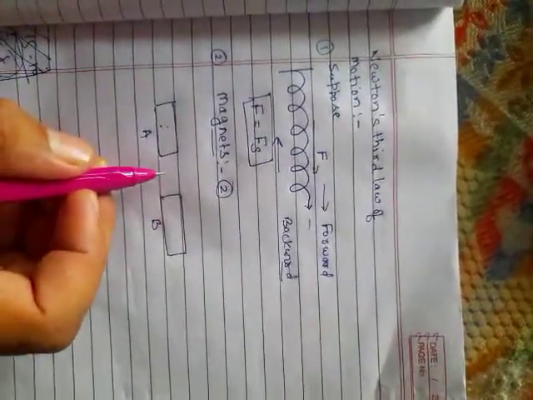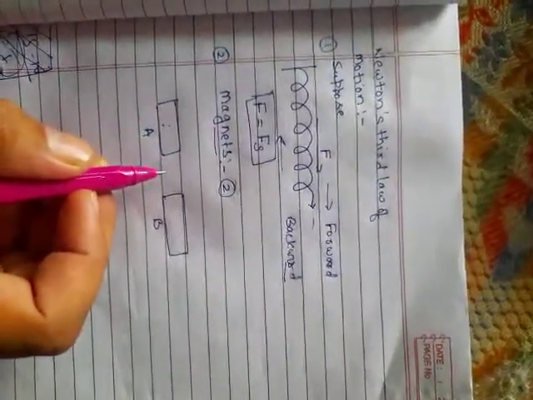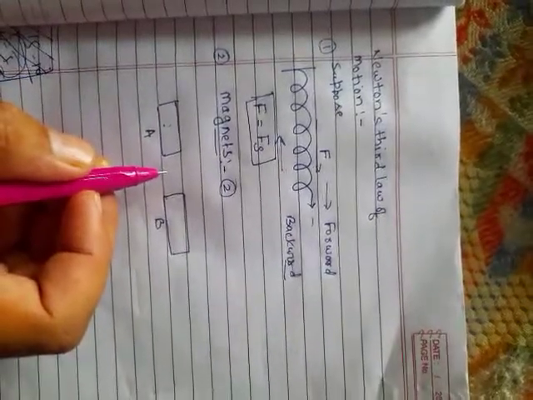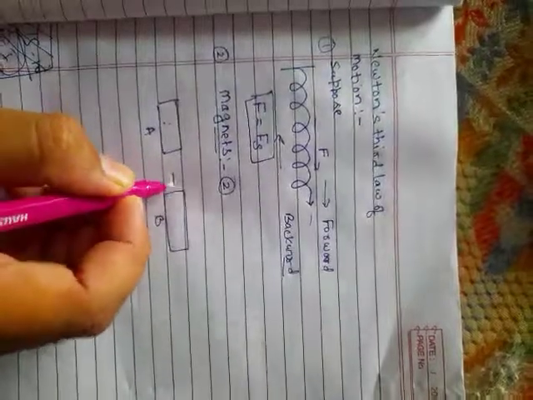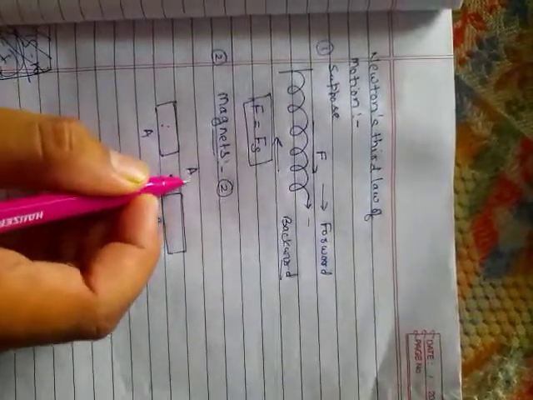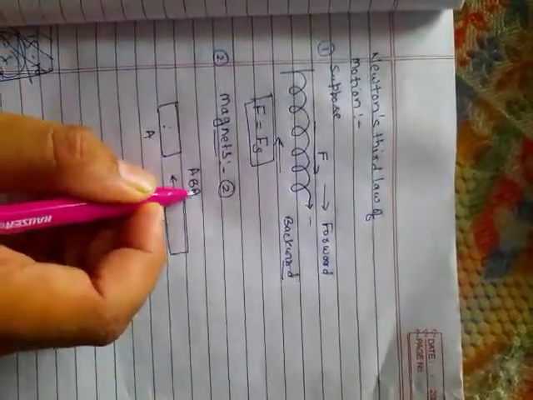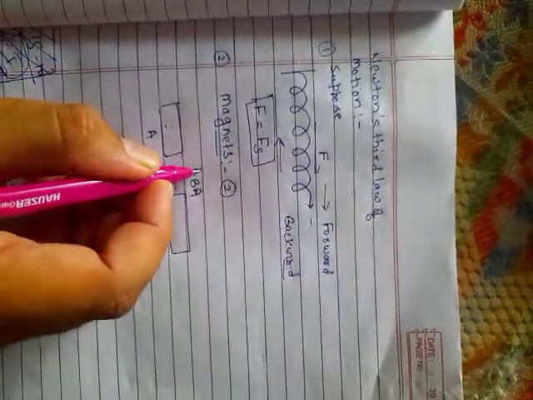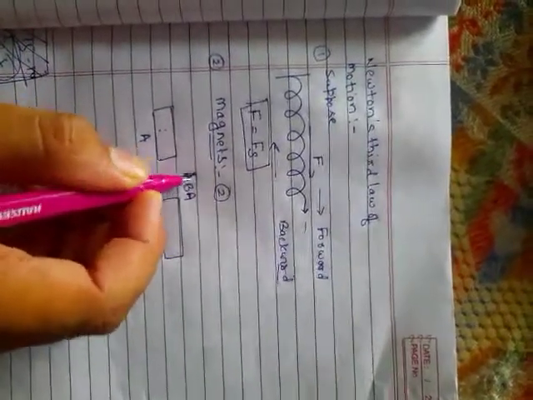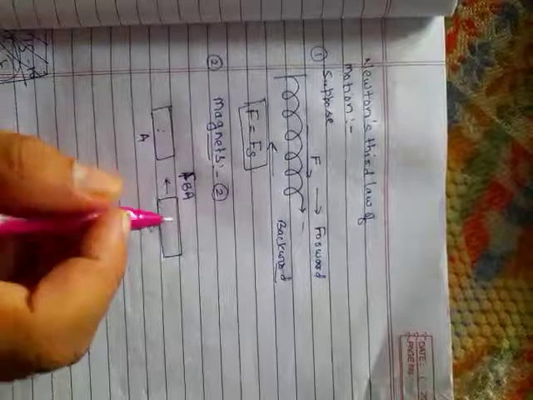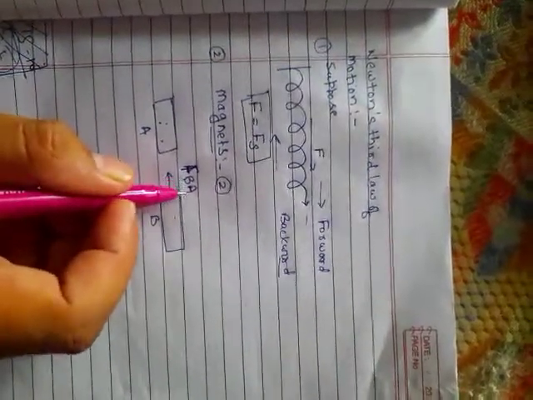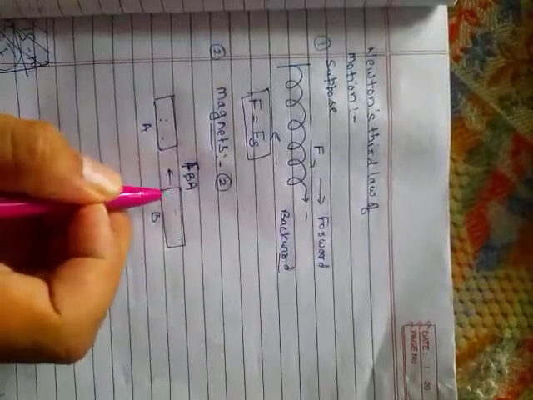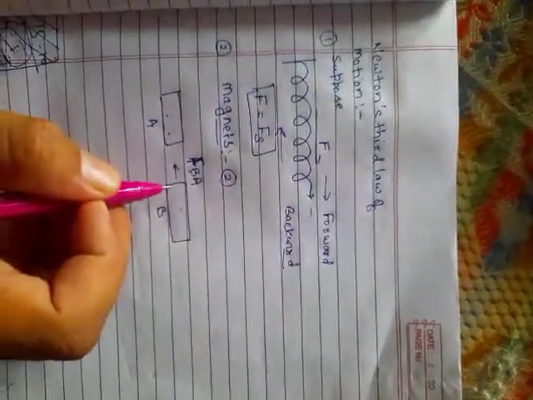Clear? Second thing, it is represented by FBA. This one, FBA. Clear now? We can represent this one. That is FBA, means the direction of force is from B to A. Means B applies a force on A, in the left hand side direction.